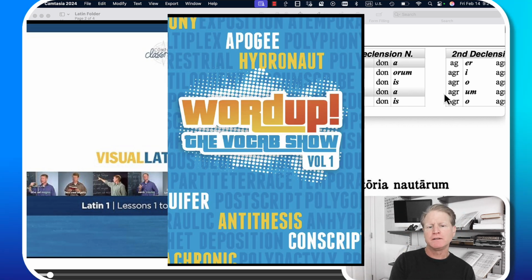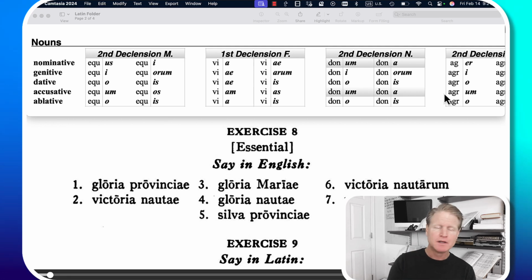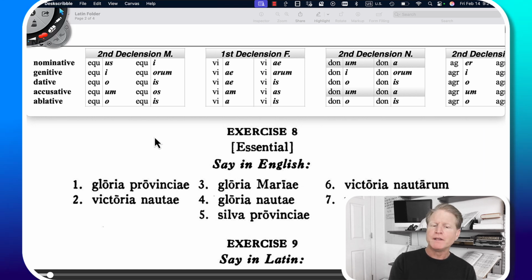Today we are in First Year Latin, chapter 1 by Robert Henle. You can also find that linked down below if you don't have a copy of the book. And we are going through exercises 8 and 9 together. In exercise 8, we are practicing with the genitive case.